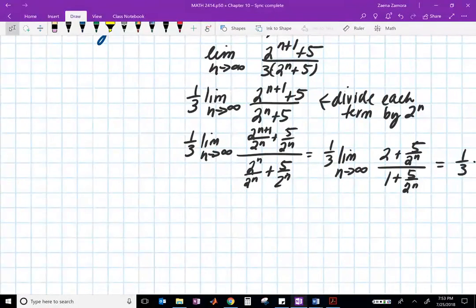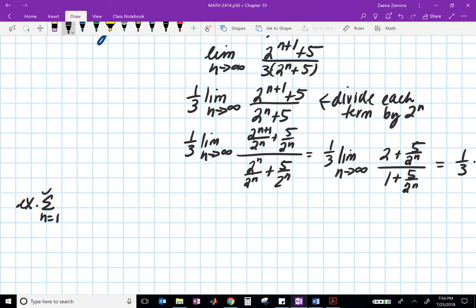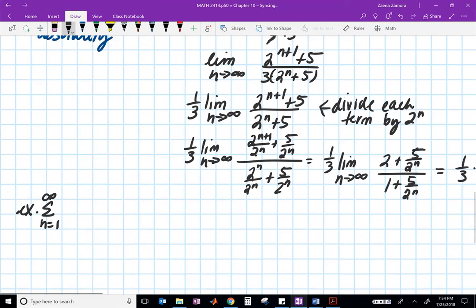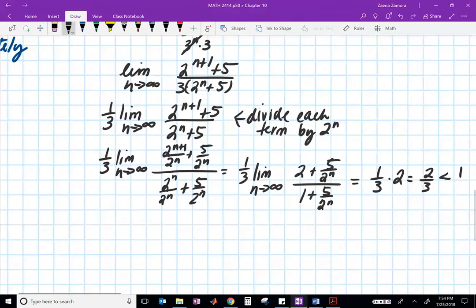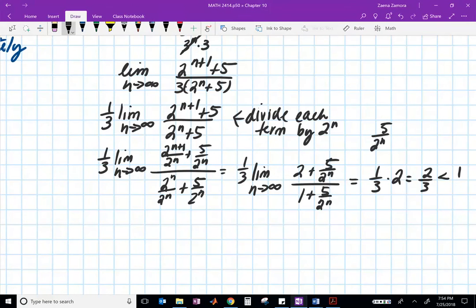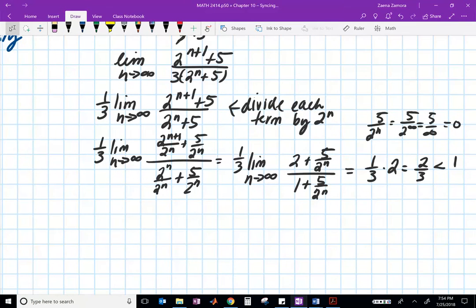All right, let's try this one. N equal 1 to infinity? Yes. That 5 over the 2 to the n, that n becomes infinity? Yes. And then, because that goes to 5 over 2 to infinity, that's equal to 5 over infinity, which is equal to 0. That's why we got 2 plus 0 divided by 1 plus 0.